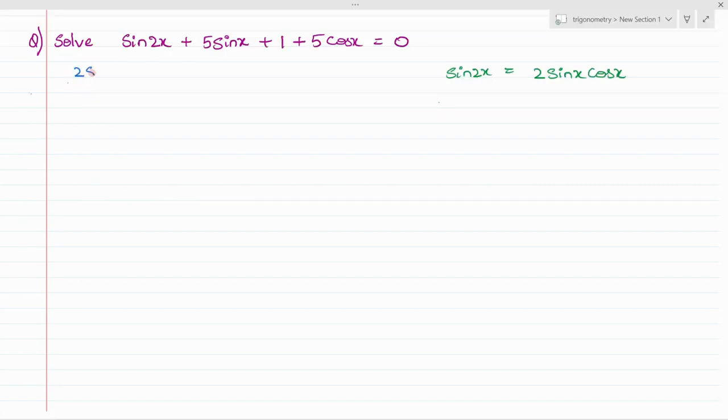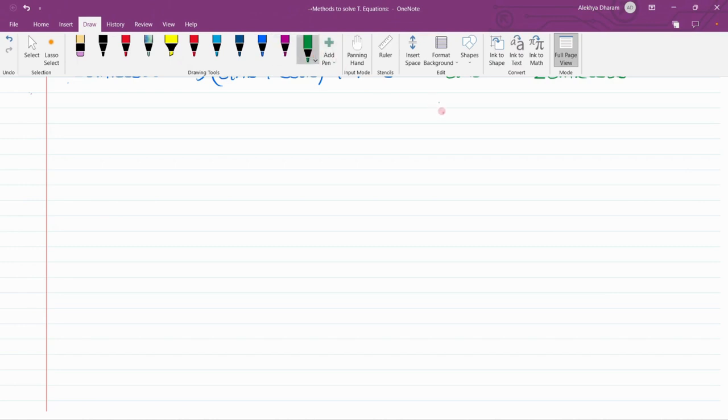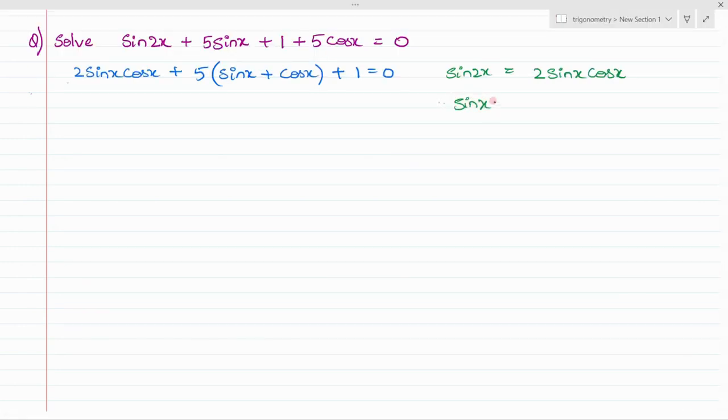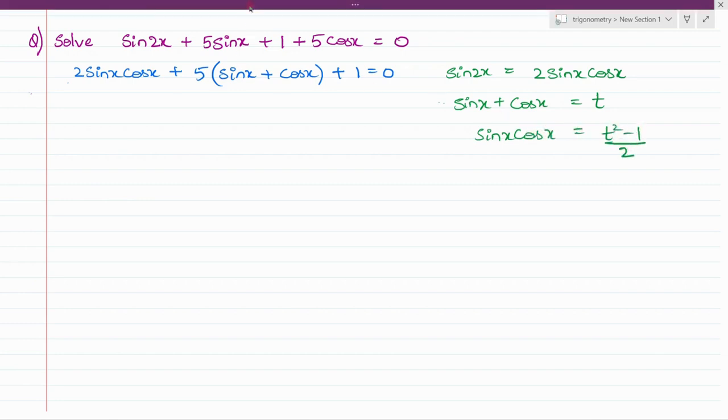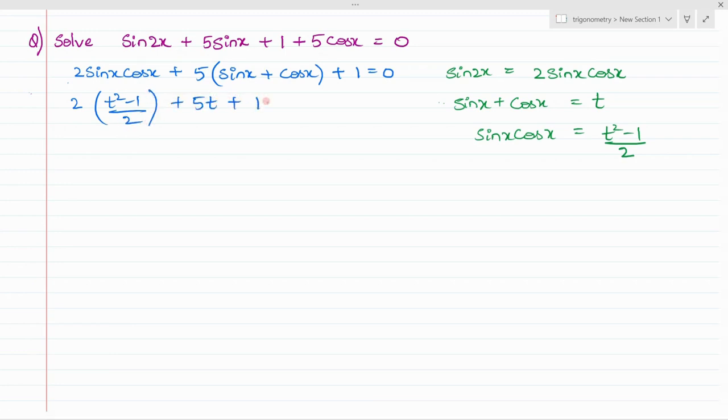It becomes 2 sin x into cos x plus 5 times, taking 5 common, sin x plus cos x, plus 1 equal to 0. We have just discussed this, so substitute sin x plus cos x as t, and sin x cos x will be t square minus 1 by 2. So just substitute the values. It will be 2 times t square minus 1 by 2 plus 5t plus 1 equal to 0.